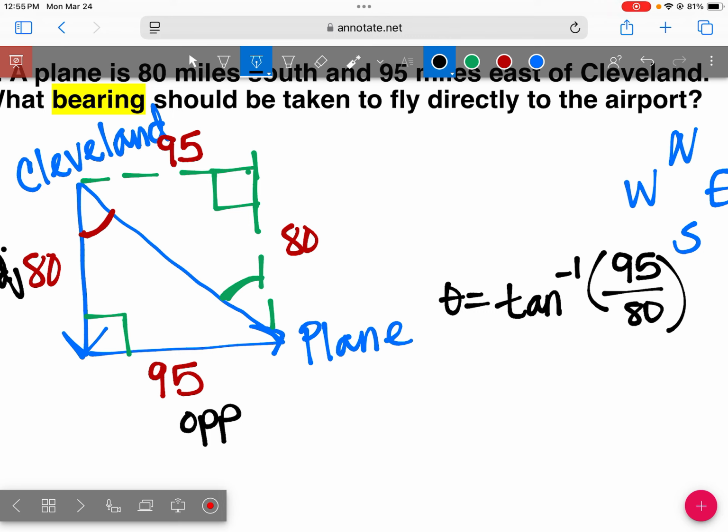Yes. So rounding to the thousandths place would mean I would need 3 decimals. So it would be 49.899 degrees. Who got that in their calculator?